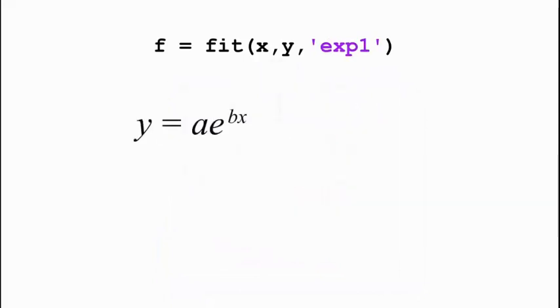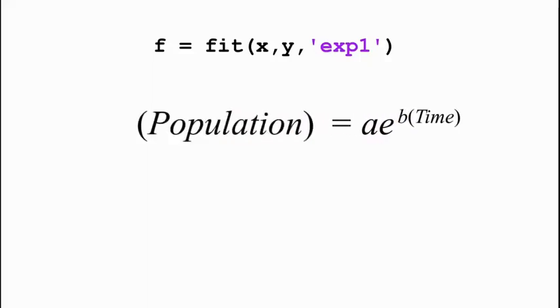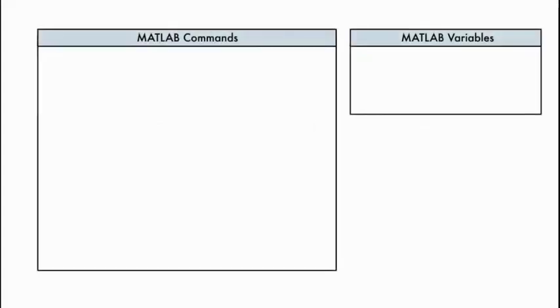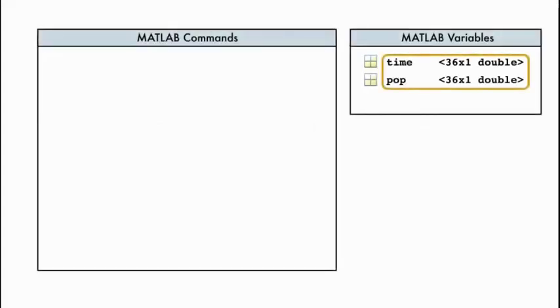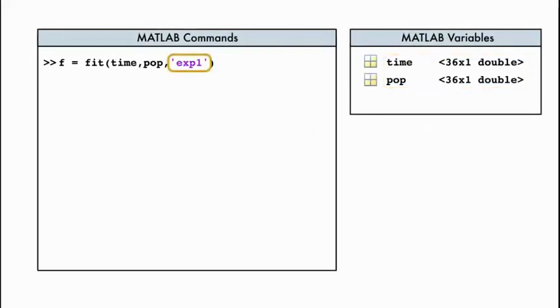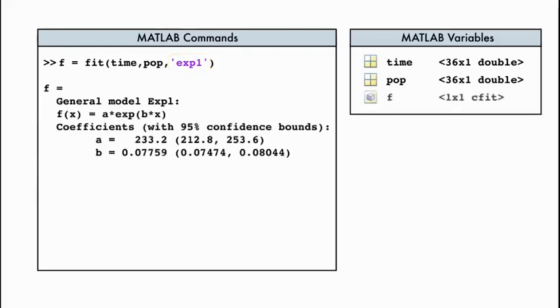In our exponential model, the fit parameters a and b represent the initial population and growth rate, respectively. The independent variable is time, and the dependent variable is population. If our population data is stored in the column vectors time and pop, we fit an exponential curve as shown, with the fit type enclosed in single quotes. The output argument is a fit object.